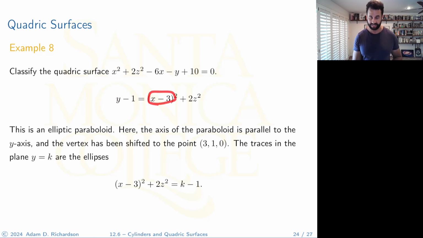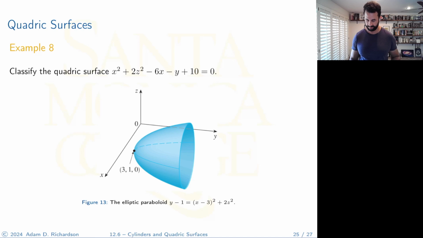But in this case, it's just been shifted. It's been shifted 3 units in the x direction. That's the idea. Oh, and 1 unit in the y direction. There you go. So the vertex is at (3, 1, 0), and this is what the picture looks like.